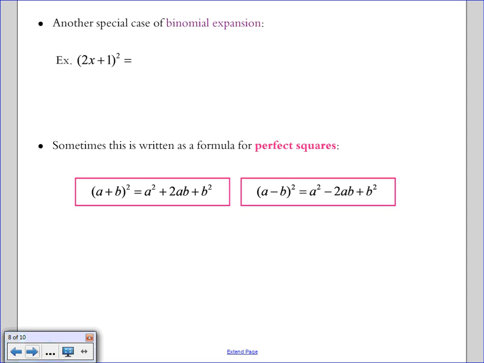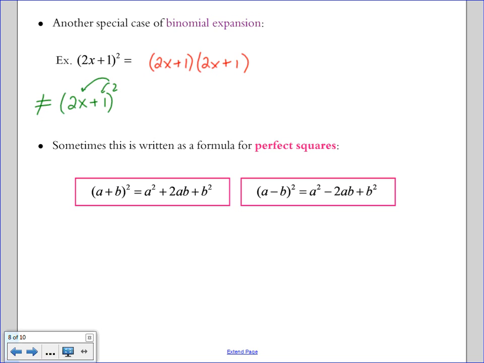Another special case of binomial expansion is when you have a binomial written with a squared outside. This means 2x plus 1 times another 2x plus 1, right? Because that's what a second power means. It means take the thing, multiply it by itself. It does not mean, and I'm going to change colors to show this, that you're taking the 2x plus 1 and you're distributing the squared.